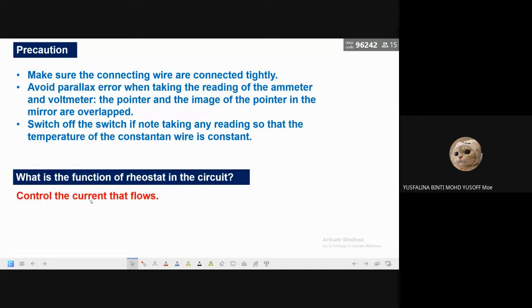And what is the function of the rheostat? Of course, to control the current that flows. A rheostat is actually a resistor, but a resistor whose resistance you can control. A fixed resistor has a specific amount of resistance, depending on its color bands. You learned it in RBT, I'm not sure, the brown, what does it mean, what is the amount of ohm? But the difference between the rheostat and the resistor is that with a rheostat you can control the amount of resistance that you want.